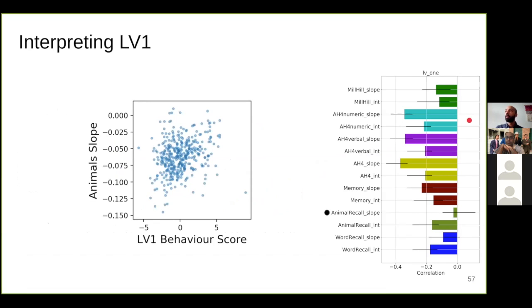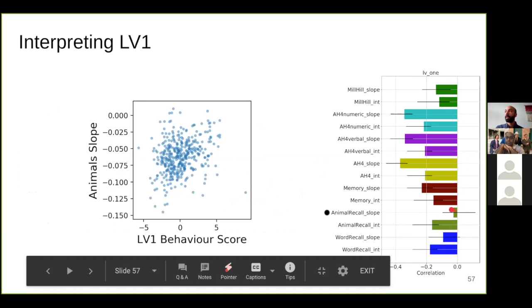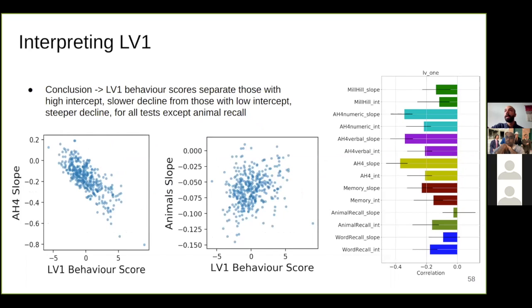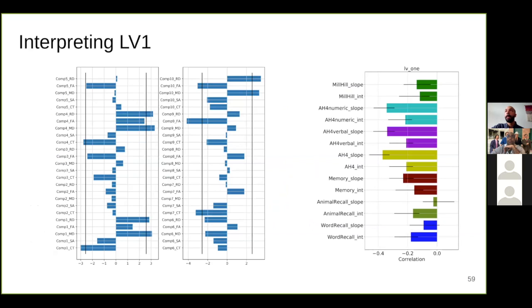And then conversely, for behavior that does not factor into this latent variable, such as the annual recall slope, where the confidence interval spans 0, so we can't make any conclusions about this test in this latent variable, you can see that, okay, perhaps we can pick out relationships, but it's definitely not as clear as the previous slide. And so in conclusion, this first latent variable, the scores here separate those with a high intercept and slower decline from those with a low intercept and steeper decline for most of the tests used in this analysis.